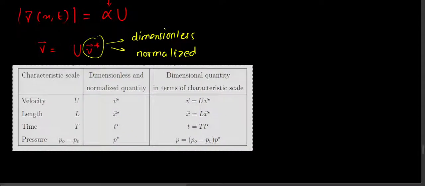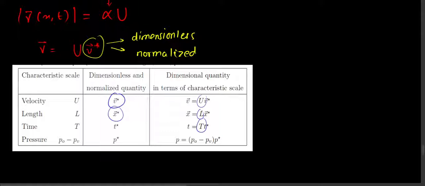For example, we have this table over here. So for velocity we had the dimensionless normalized quantity as v star. In a similar way we can have for length x vector star, and therefore you write x as capital L times x star. So your L, U, T are nothing but the characteristic scales of length, velocity and time respectively. Similarly for pressure we have the same. Okay, so we have now derived the dimensionless and normalized counterparts of velocity, length, time and pressure.